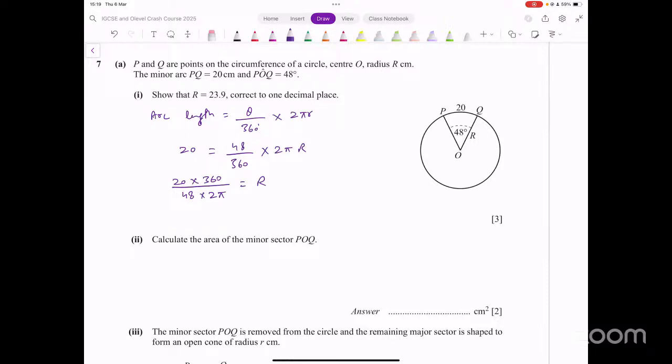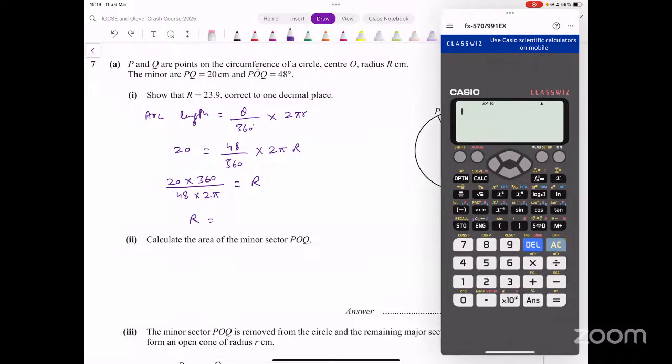R equals this thing. Now you can input this whole thing on a calculator. They want a decimal answer. So 20 times 360 divided by 48 times 2 pi. And that gives me 23.87. That rounds off to 23.9 to three significant figures.